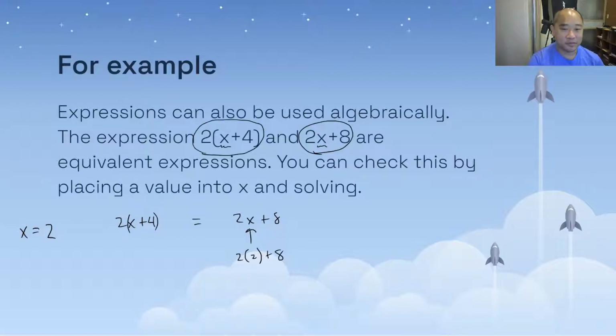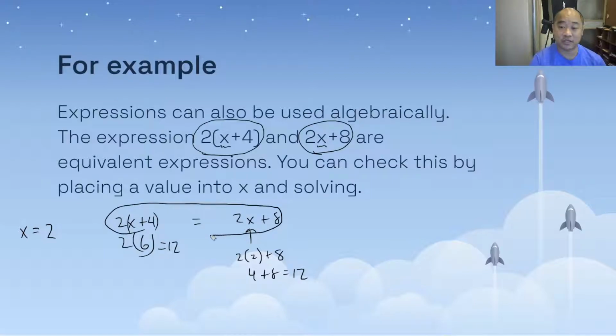X equals 2. So this would be 6. 6 times 2 is 12. And then here we have 4 plus 8, and that also equals 12. So yes, these are equivalent expressions. That's one way that we can figure it out.